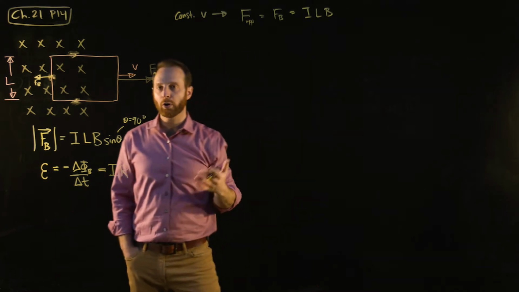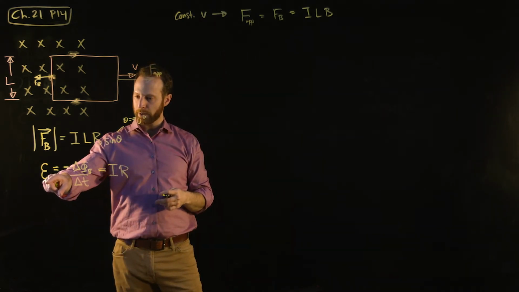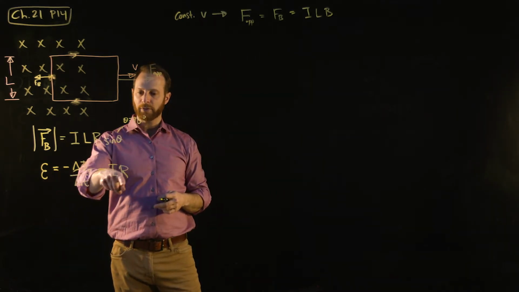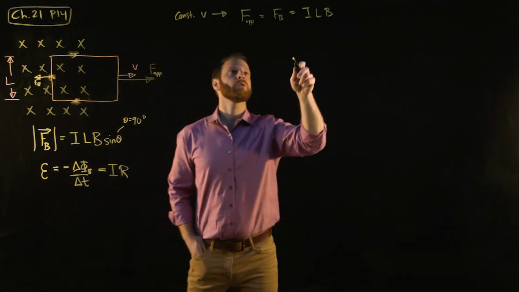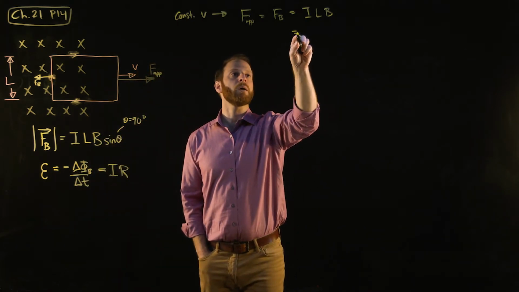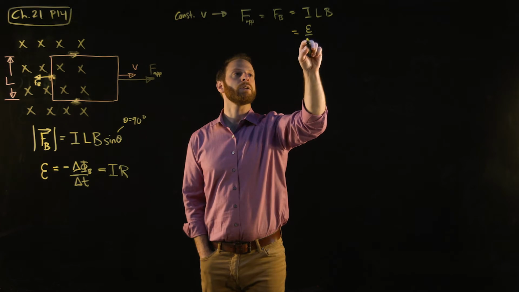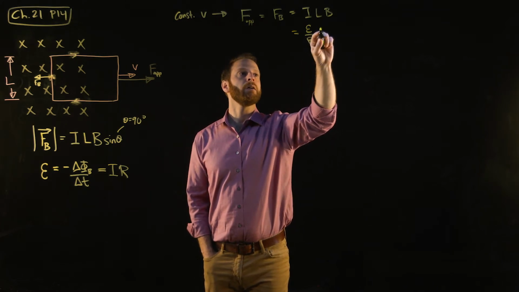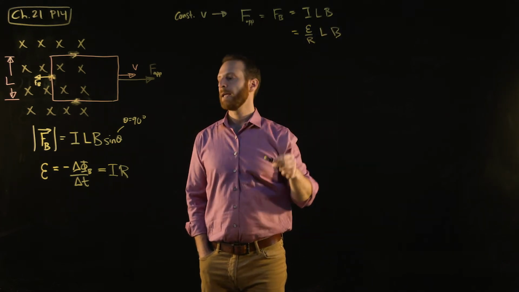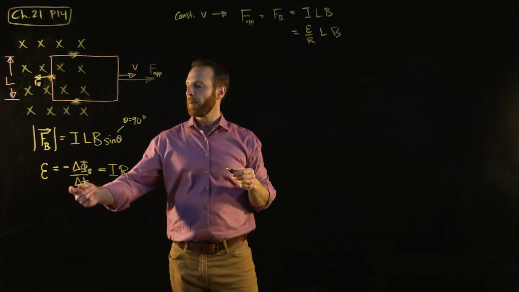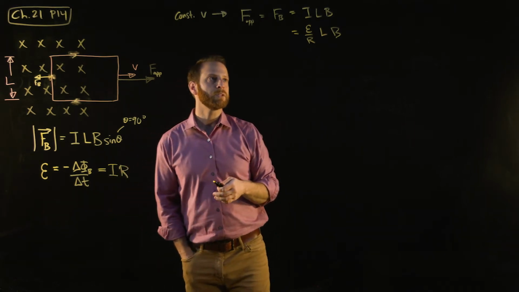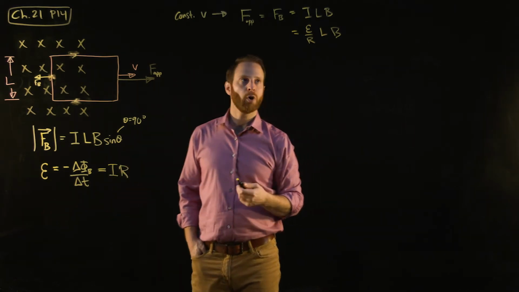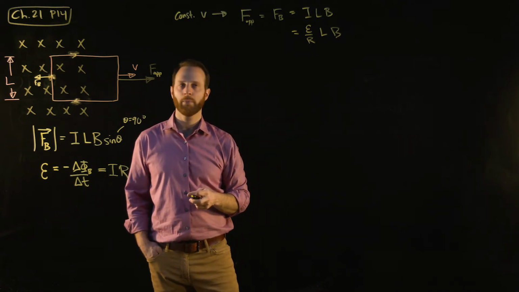And I, the current in this coil, must be related to the EMF divided by R. So I'm going to go ahead and write this in two steps. I'm going to remind you that the current is EMF divided by R. Here's an L and here's a B. And the EMF is something that we may have discussed in class, but I think we should go back and talk about where it comes from.